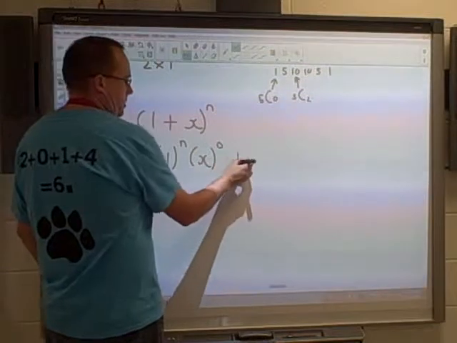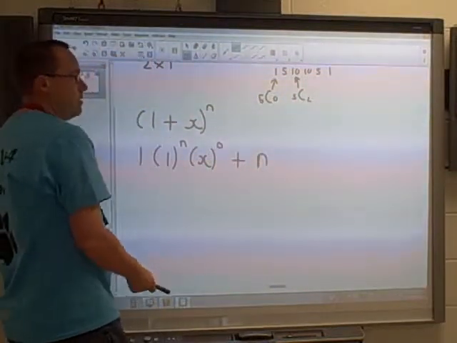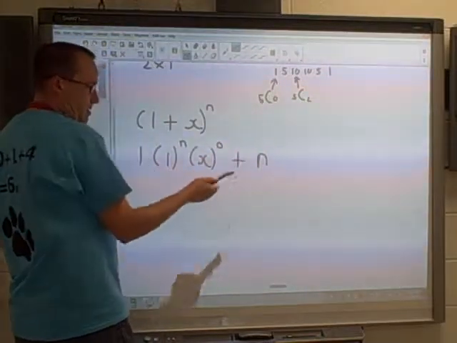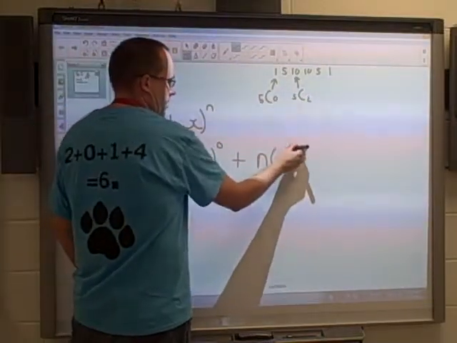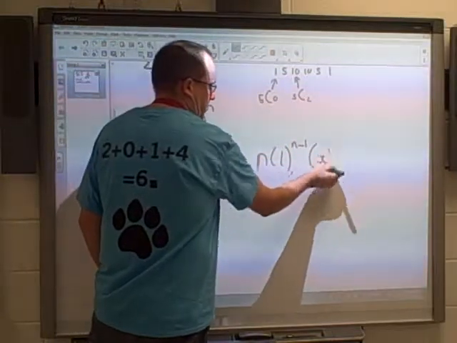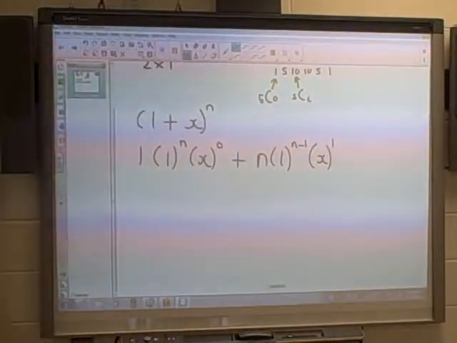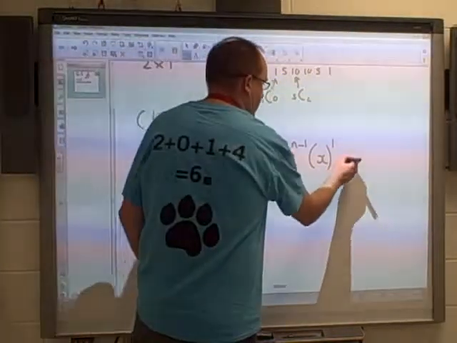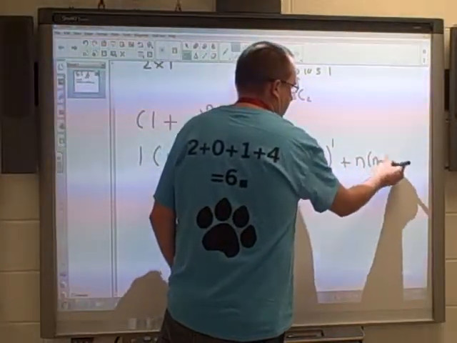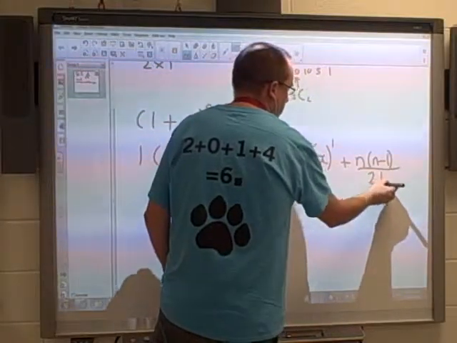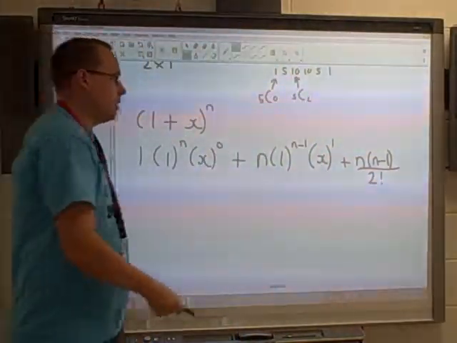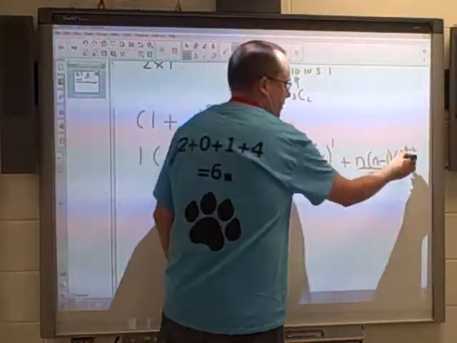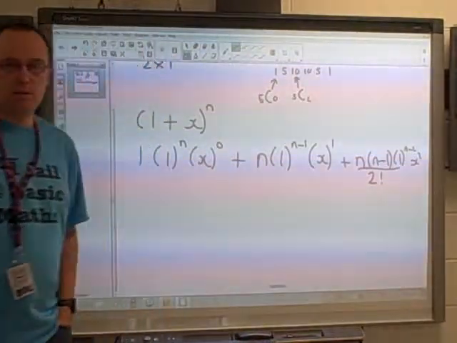And then the next number from Pascal's triangle will turn out to be n, because it's whichever number we have in the row. So if it's the 5th row, it's 5. So if it's the nth row, it's going to be n. Then we would decrease the power by 1, and for this one we would increase the power by 1. And then for the next one, and this is the one where it's not quite so obvious what it would be, n times n minus 1 over 2 factorial, times 1 to the power of n minus 2, and then increase the power for this one, so x squared.